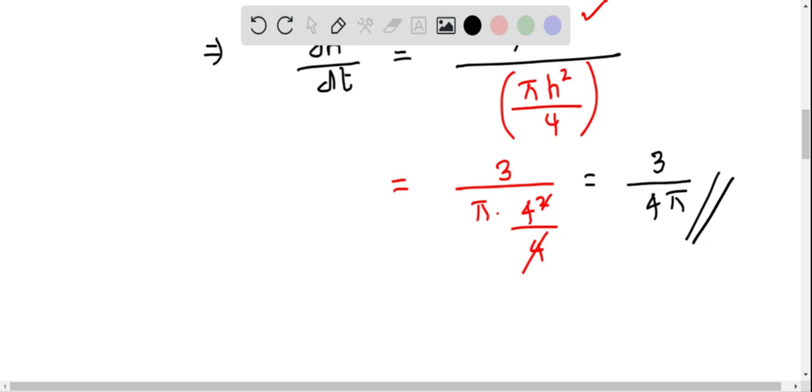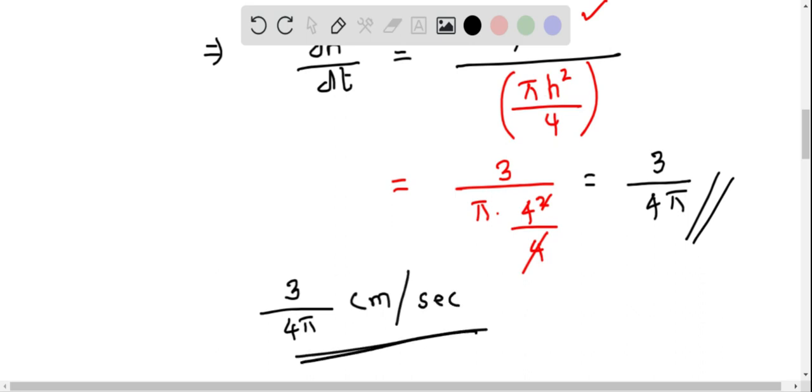So therefore we can say that the water level rises by this quantity, that is, it rises by 3 by 4 pi, since the height is in centimeter and time is in seconds. So we put this in, which means option A is correct.